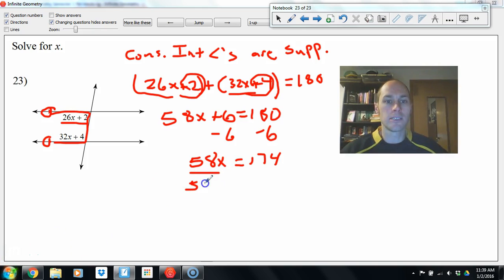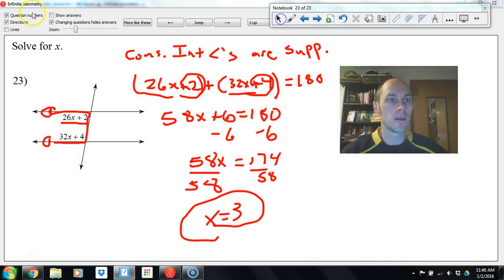And we divide both sides by 58, and we get x equals 3. And all we were doing in this problem is solving for x, so our job here would be done.